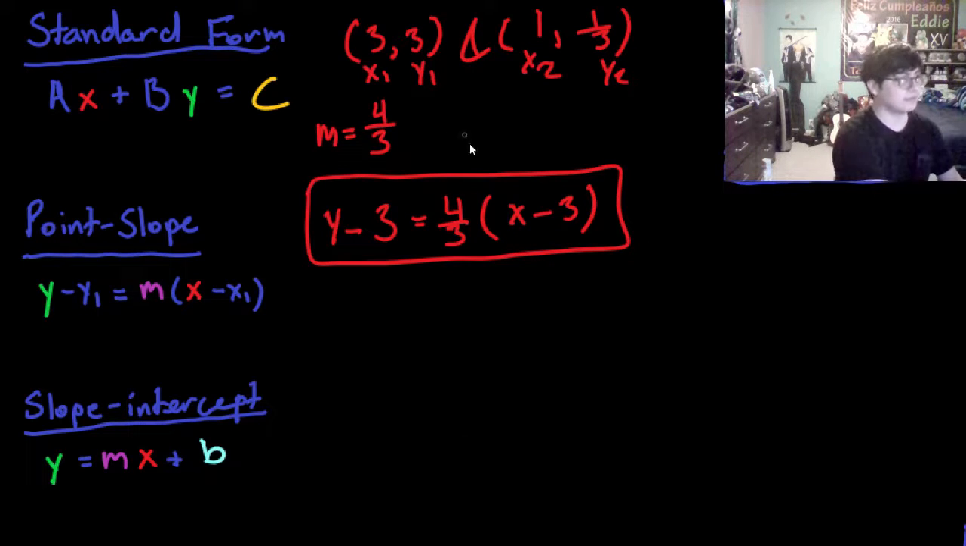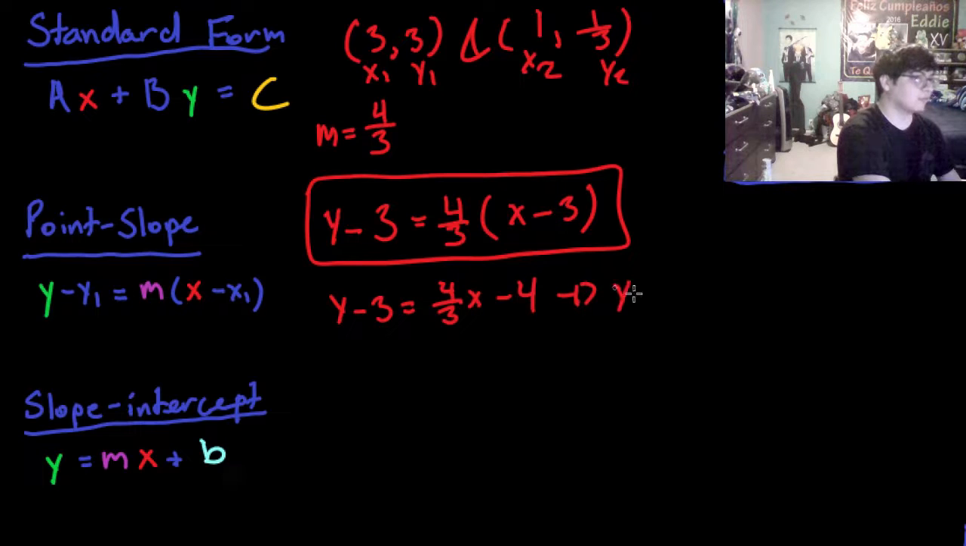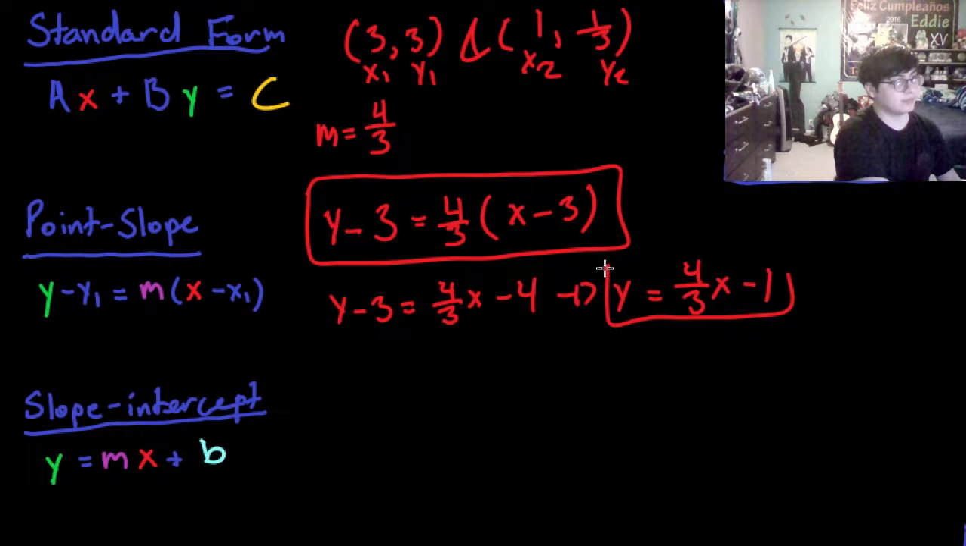Now let us do the same thing. Let's distribute, then add 3 to both sides. So y minus 3 is equal to 4 over 3 x minus 4, because the 3 cancels out, and minus 4, which then becomes y is equal to 4 over 3 x minus 1. And that is our slope-intercept form.